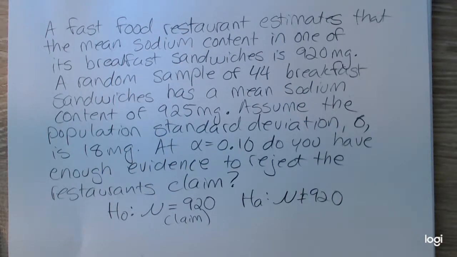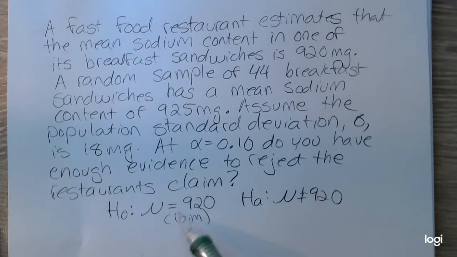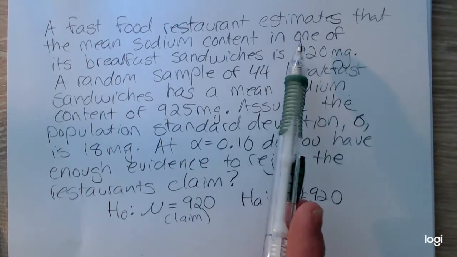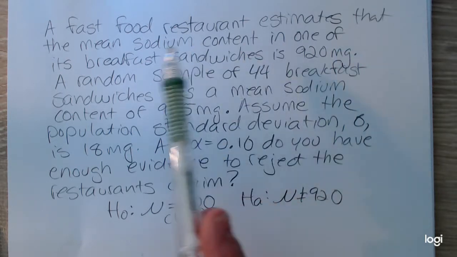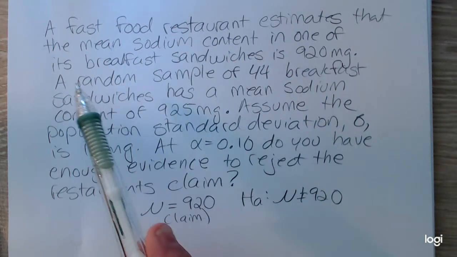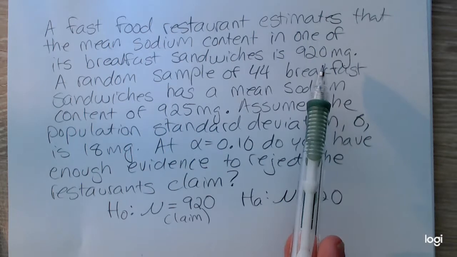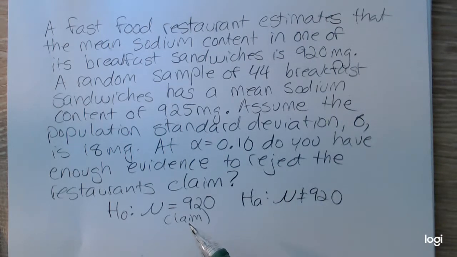All right, the claim in this situation is the null hypothesis because the claim up here states that the mean sodium content is 920 milligrams. So that contains the case of equality, so that makes the claim the null and forces the alternative to be not equal to 920.